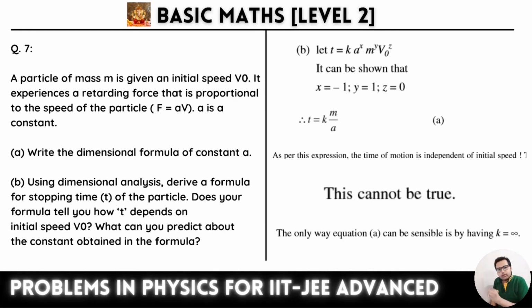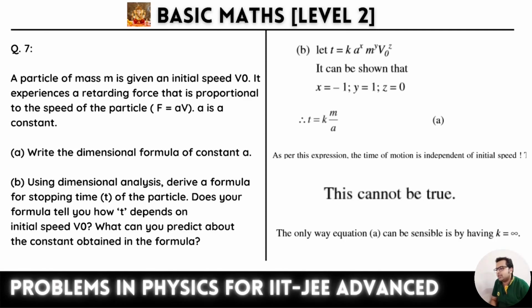So looking into the problem, definitely time is not given anywhere. We know that initial velocity v naught is given, and one relation is given: F is equal to av. Okay, so now what can we do? What is force? Force is mass into acceleration. And what is acceleration? Acceleration is change in velocity upon time.